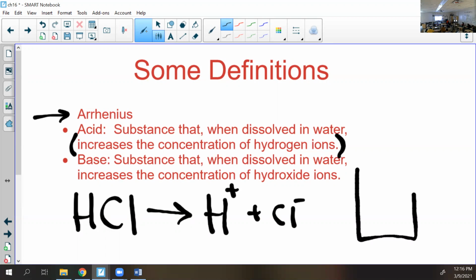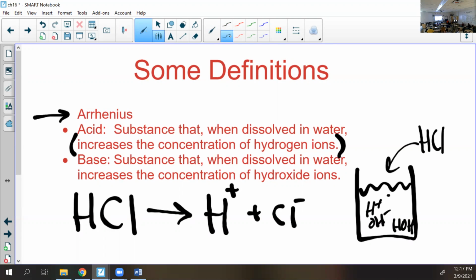So we have this thing of water. Water has its own amount of H+ already, some OH-, but mostly HOH together. And then I add an acid, which is HCl. It breaks apart. It increases the concentration of that. So an acid is something that increases the concentration of H+.